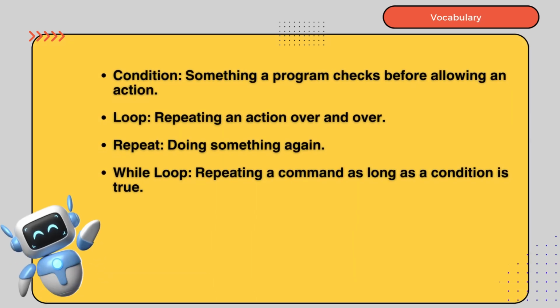Condition, something a program checks before allowing an action. Loop, repeating an action over and over. Repeat, doing something again. A while loop, repeating a command as long as a condition is true.